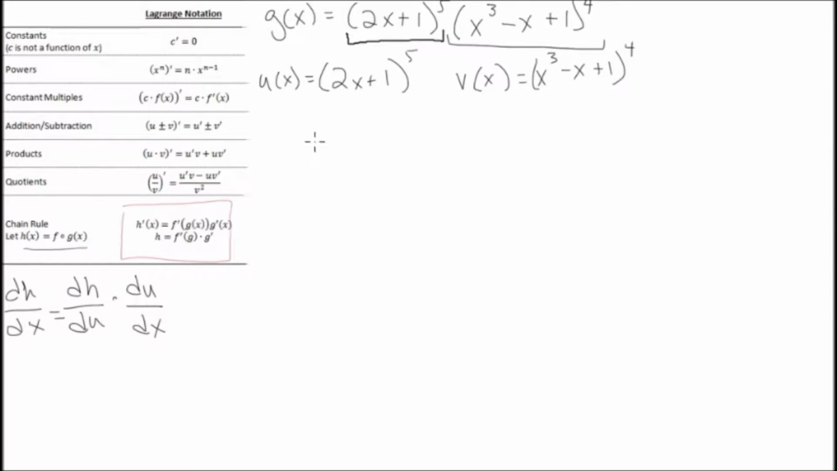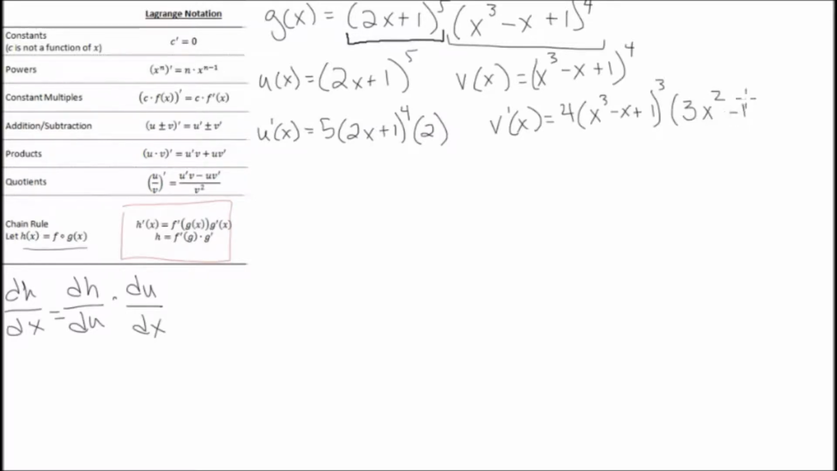Now I'm going to skip some steps here, but if you're having trouble following what I do, just pause the video and write out the composite functions fully, or the substitution process fully, to see it. So here the derivative of u with respect to x is going to be equal to 5 times 2x plus 1 to the 4th, that's the outside of the composite, times the derivative of the inside, which is just 2. And the derivative of v with respect to x is going to be equal to 4 times the thing inside the parentheses, raised to the 3rd power, times the derivative of the thing in parentheses, 3x squared minus 1.